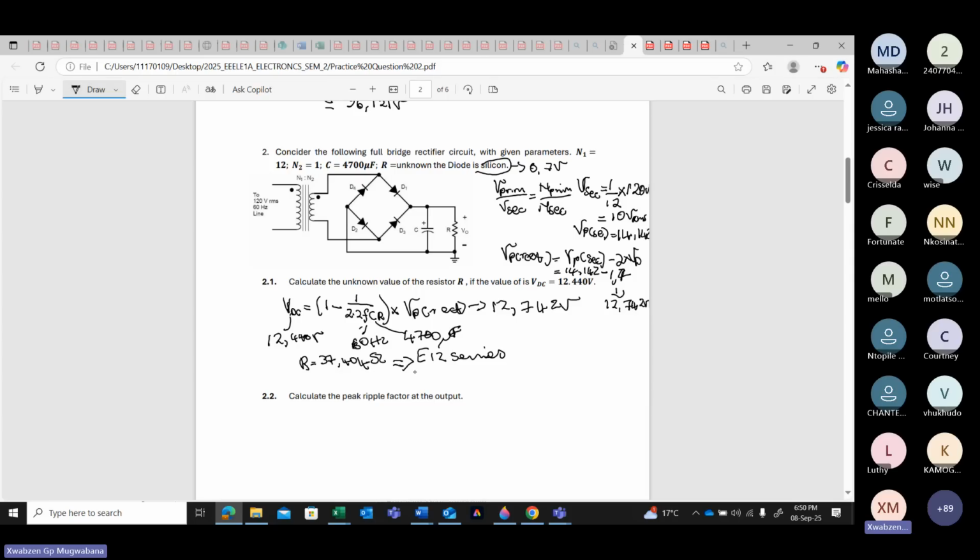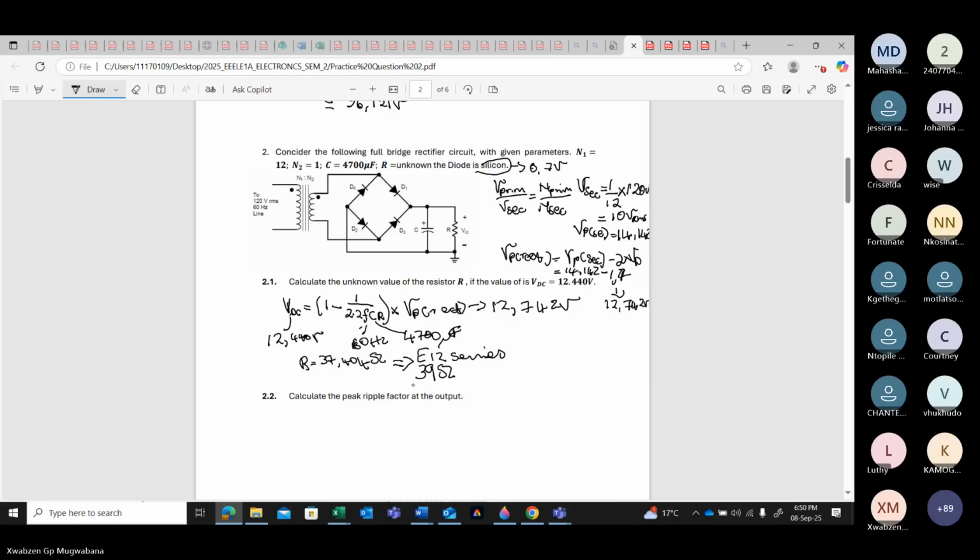What will be the E12 series of this? 39 ohms. It's going to be 39 ohms, which means you're going to get a 39 ohm resistor and then you connect it there.